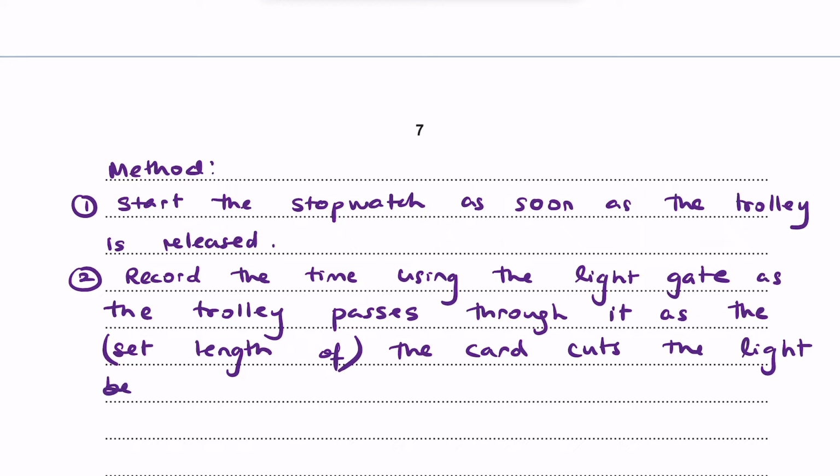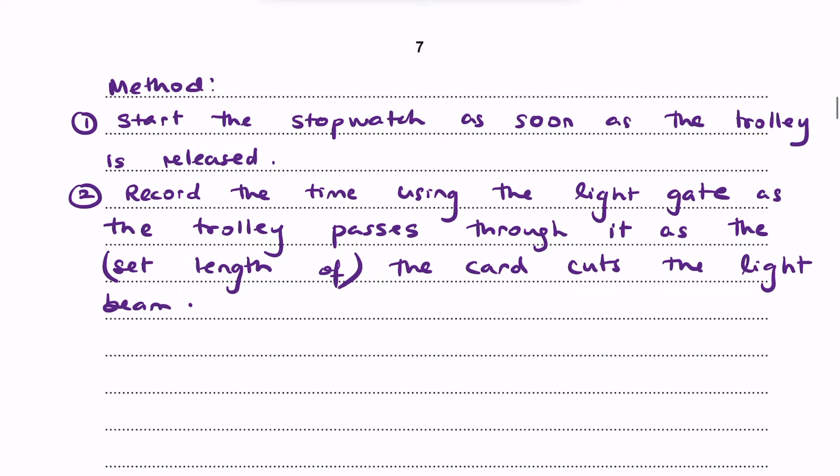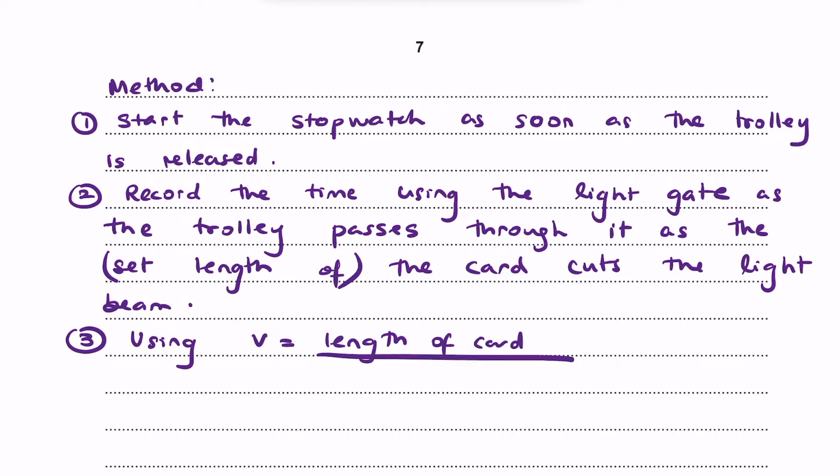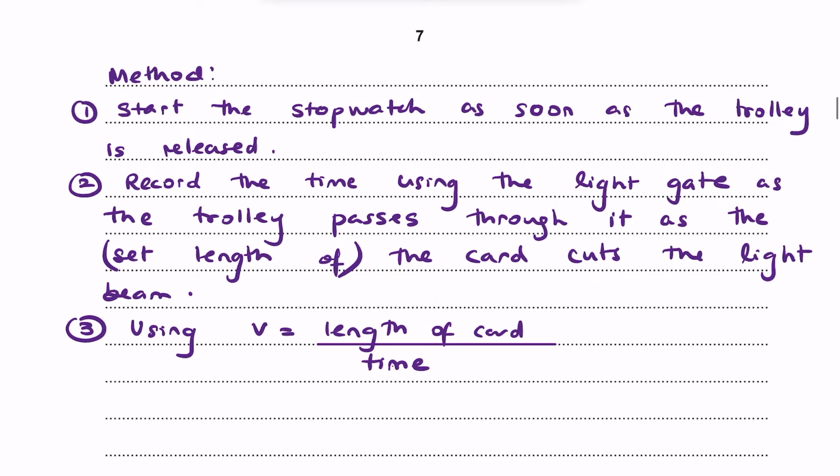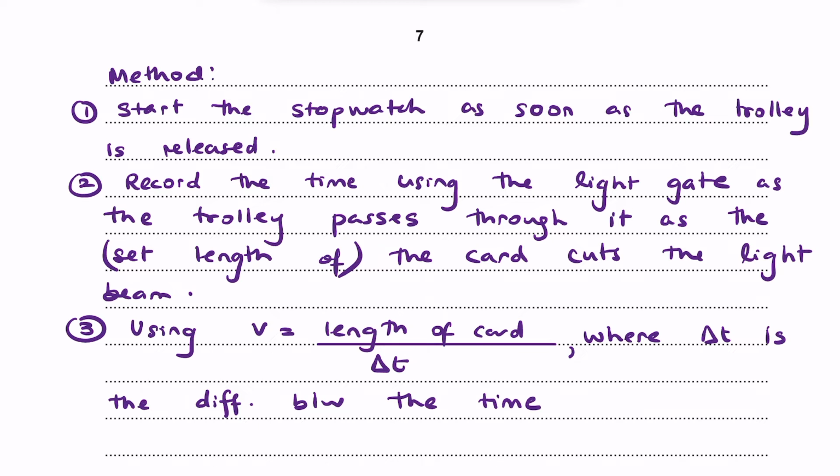Okay, so light beam of the light gate. So hope that makes sense. Alright, so the next point is to actually say that using v equals the length of the card divided by the time that you've just measured, you can work out the velocity. And I should say that this should be delta t, where delta t is the time taken, or rather the difference between the time in step 1 and step 2. Okay, so that is that.